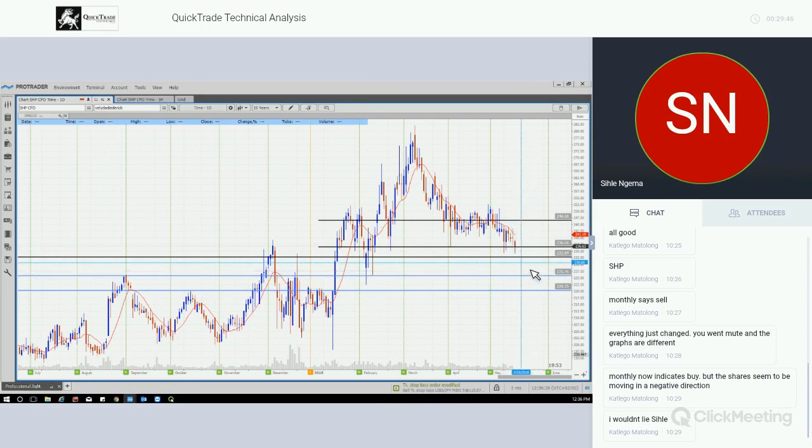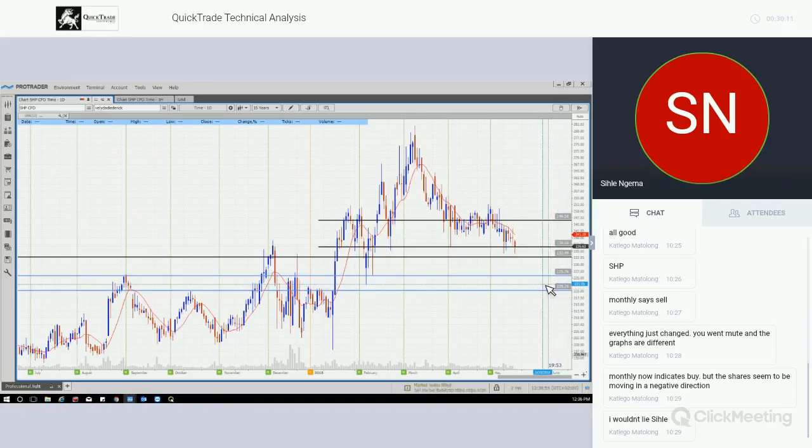I think between this area here, 230 and 225, we have a huge number of people waiting to buy ShopRite. Around there, I think we're going to get a lot of buying interest from the market. We could see the price shooting up massively after hitting this area here. That area is 230 to 225.